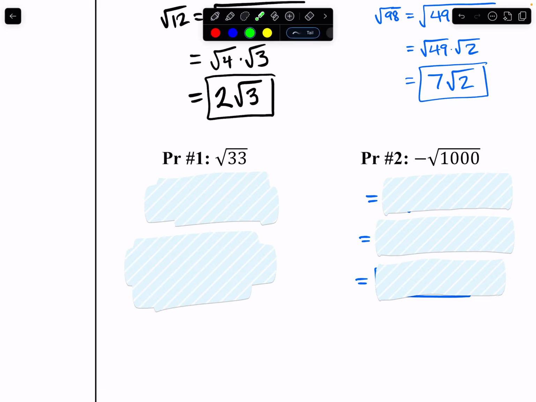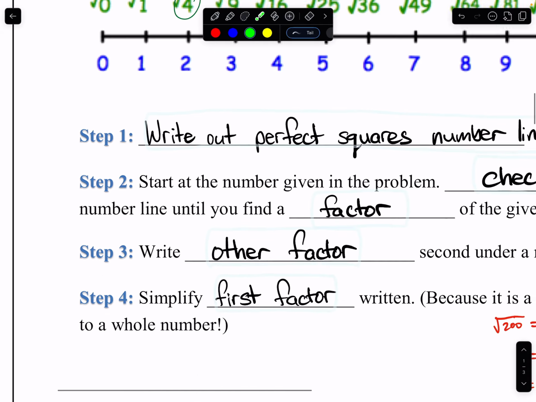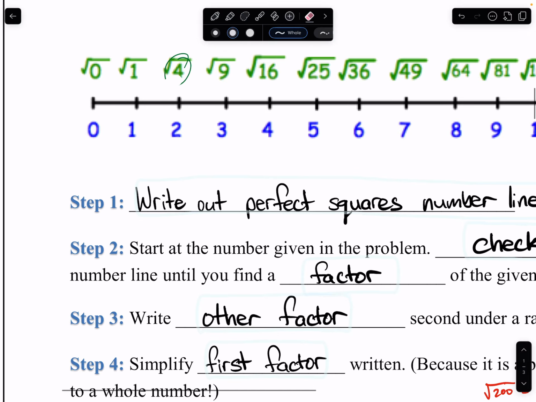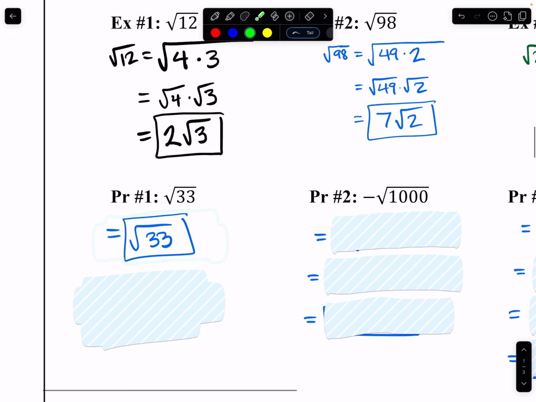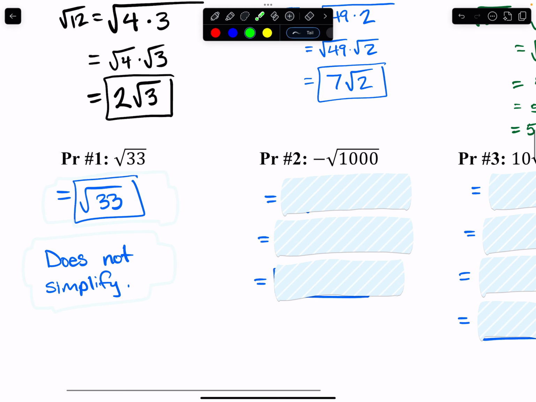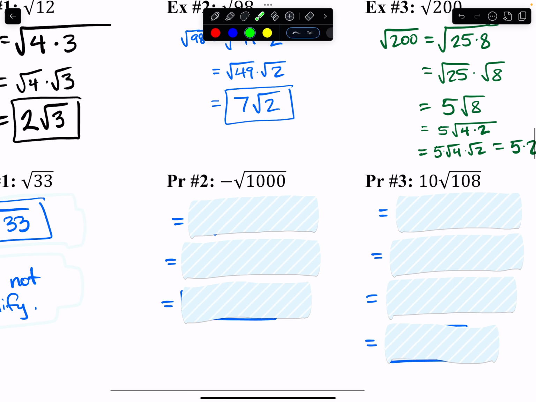All right, practice problem 1, we have the square root of 33, and sorry, this was kind of a trick question. If you go through your list, there are no factors of 33 that are perfect squares. You can go back up to your number line. 36 is too big. 25 does not go into 33. Neither does 16, neither does 9, and neither does 4. So there is nothing to simplify.